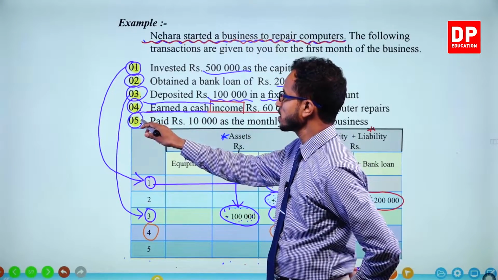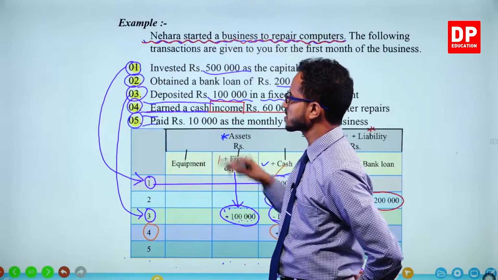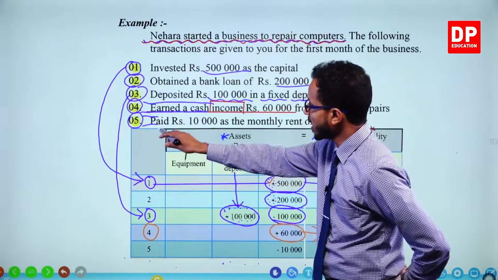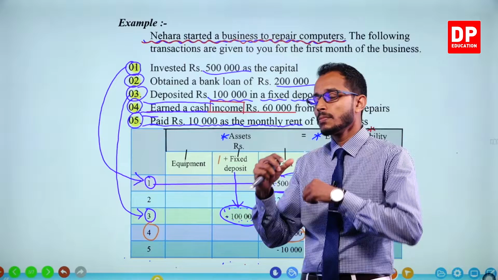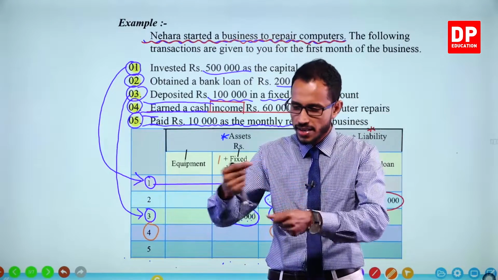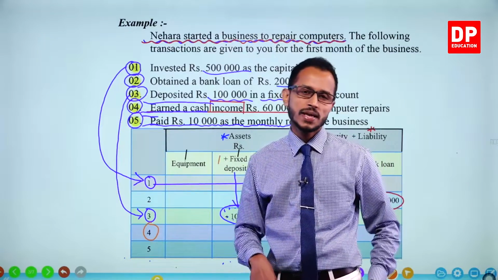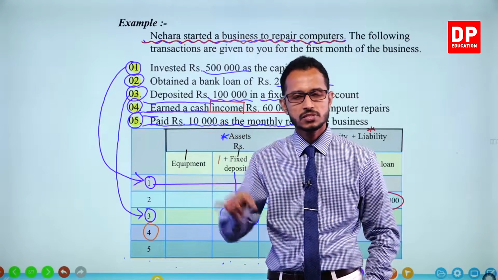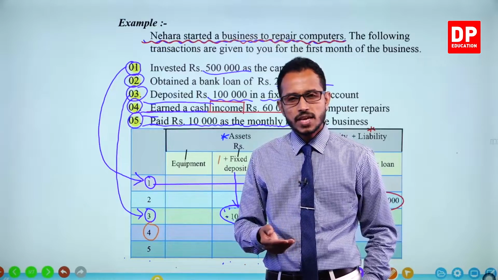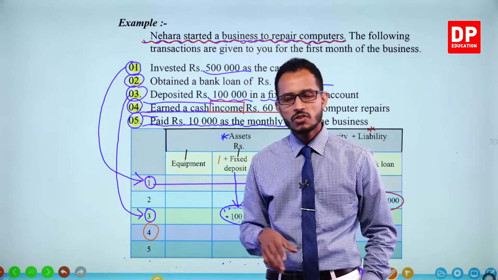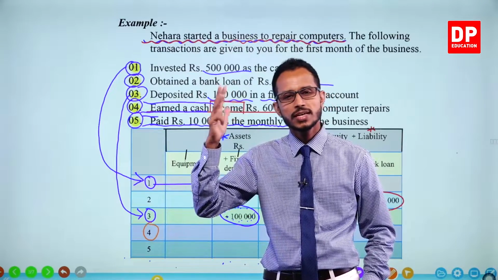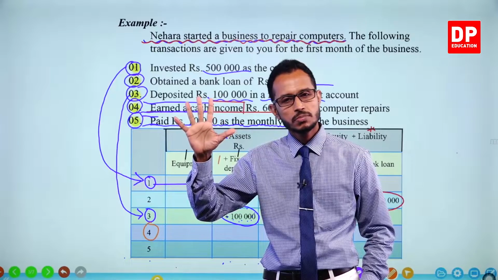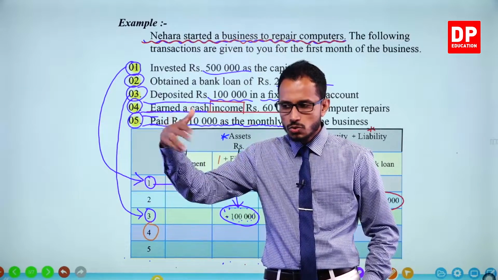But in this one, we are having an expense. Paid, that is an expense. 10,000 as monthly rent. The cash we have, we are paying for various expenses, children. There are various expenses, number of expenses. It could be rent, it could be insurance, it could be salaries, it could be electricity bills, water bills. The list goes on.